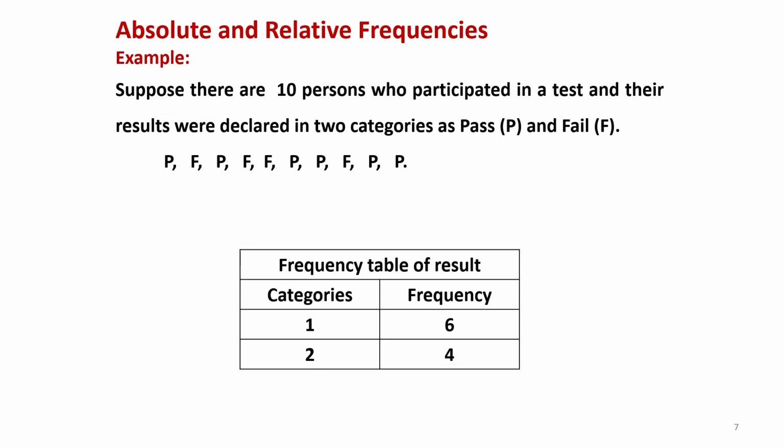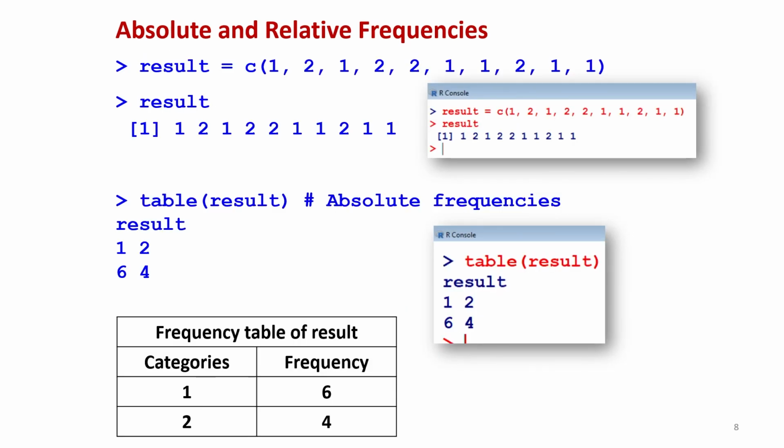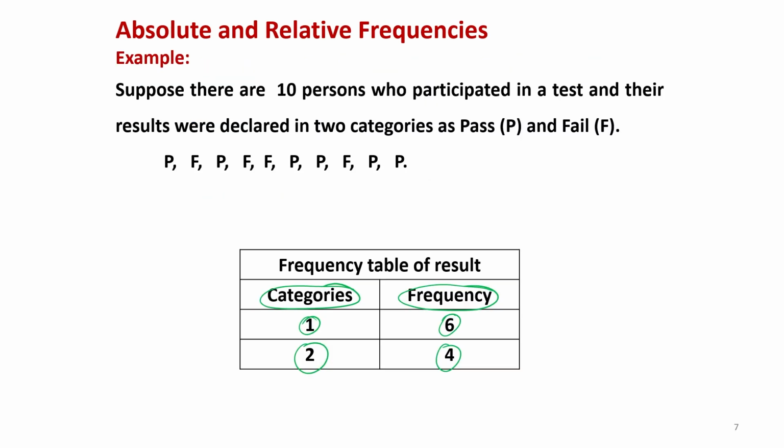Right. So now if you try to see the same example that I told you, the frequency table will look like this: there are two categories, 1 and 2, and their absolute frequency, or simply frequency, is 6 and 4 respectively. Now I would like to get the same thing from the R software. If you try to see what I have given here, the category pass is given the number 1 and the category fail is given the number 2.